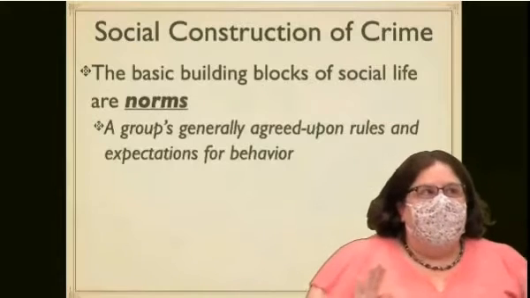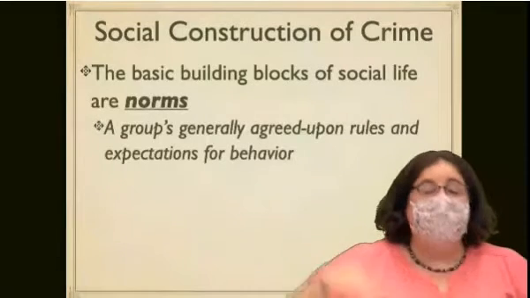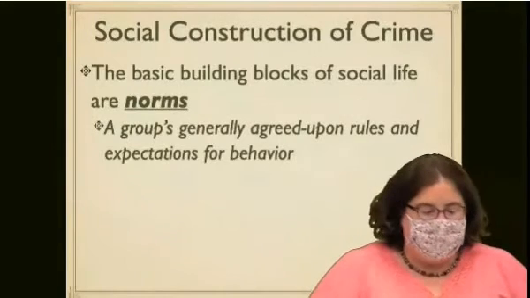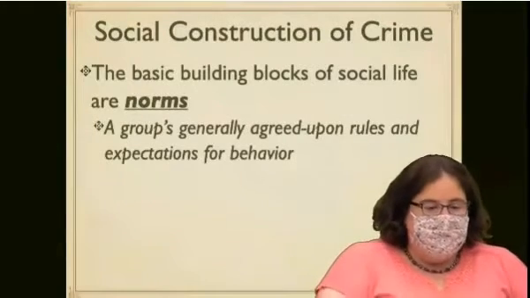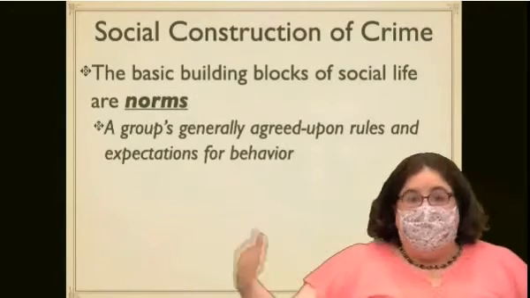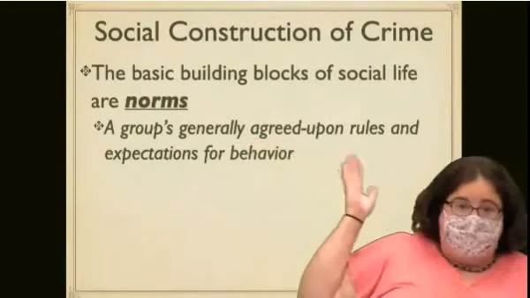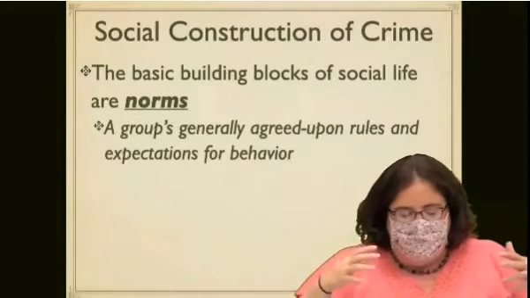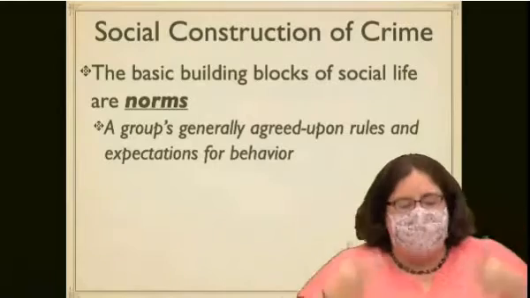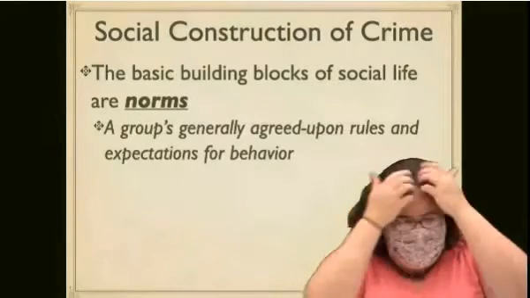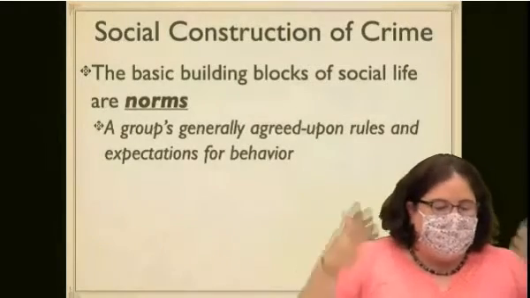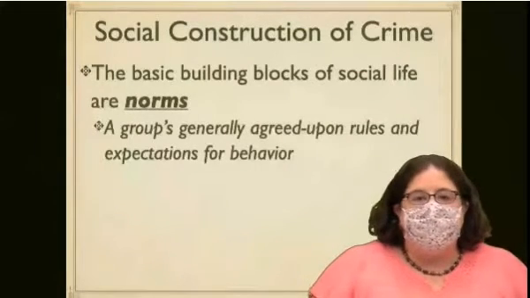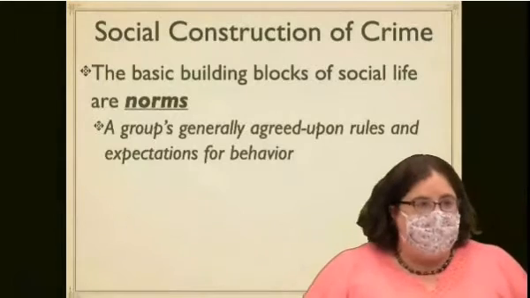Okay. Much better. Norms are a group's generally agreed upon rules and expectations for behavior. So these can be formal, like laws, right? Where they're not just generally agreed upon. We voted or elected representatives who are supposed to represent us to write these laws, right? But they can be laws. But there can also be generally agreed upon rules and expectations for behavior that aren't formal laws.